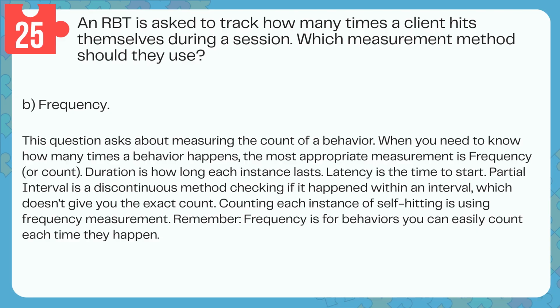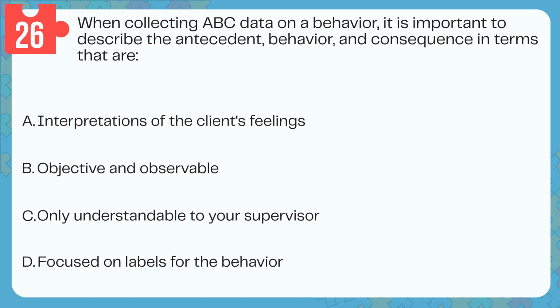Counting each instance of self-hitting is using frequency measurement. Remember, frequency is for behaviors you can easily count each time they happen. Question 26. When collecting ABC data on a behavior, it is important to describe the antecedent, behavior, and consequence in terms that are A. Interpretations of the client's feelings. B. Objective and observable. C. Only understandable to your supervisor. D. Focused on labels for the behavior.